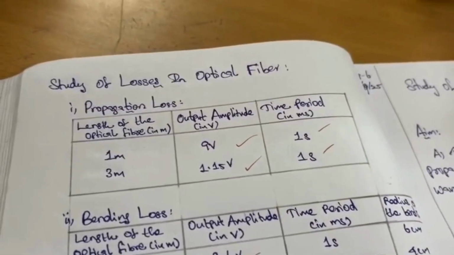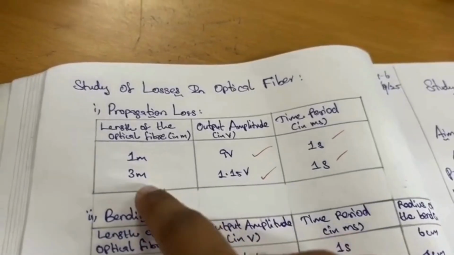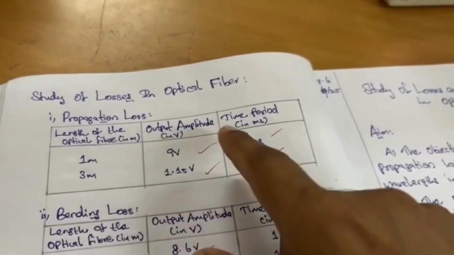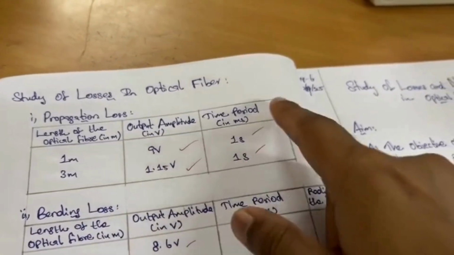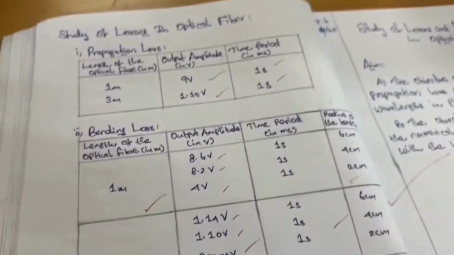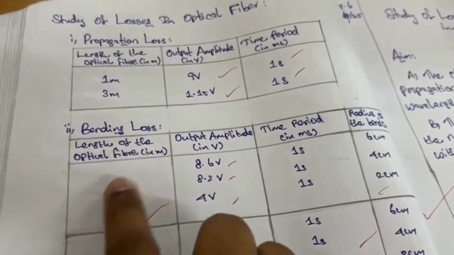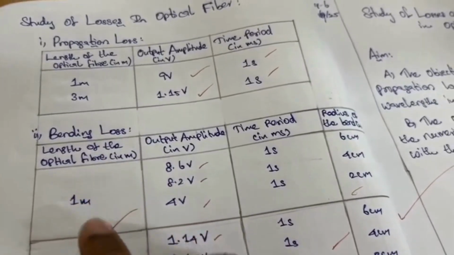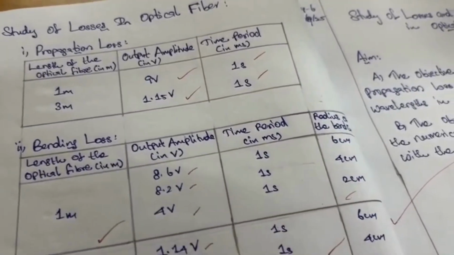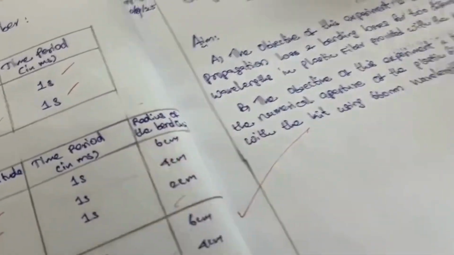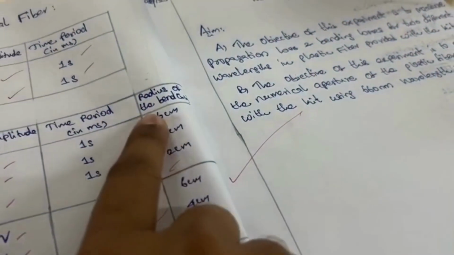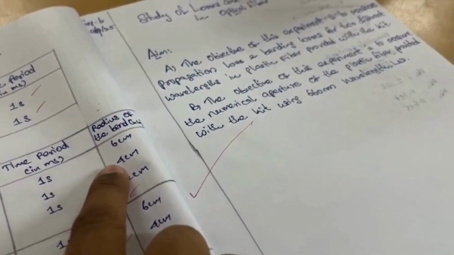We have found the propagation loss of the 1 meter and the 3 meter cable by measuring the output amplitude and the time period. Now we are going to do the experiment of bending loss. For bending loss, we are going to use only the 1 meter cable, and we are going to make a bend in the cable such that the diameter varies, for 6 centimeter and 4 centimeter.